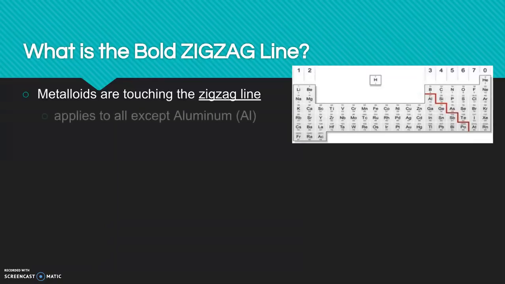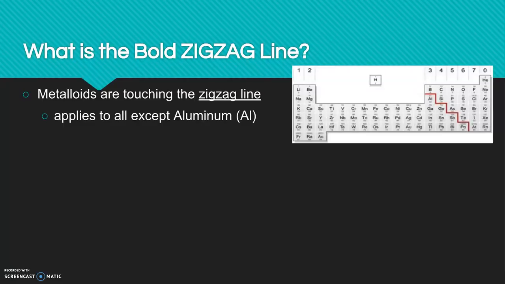One thing that you need to know that is very important is that all metalloids touch the zigzag line except for aluminum, which is located in row 3 on your periodic table, and column 3 on here, and it's beneath boron. That is actually a metal. So when we shade the metalloids in a second, you do not want to shade aluminum.